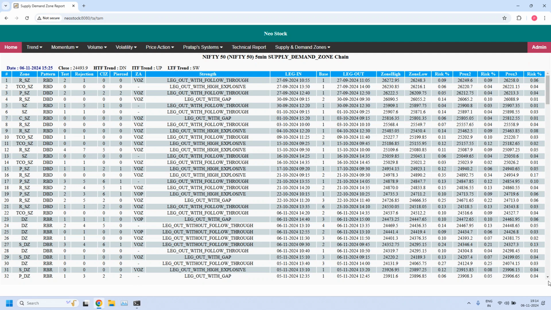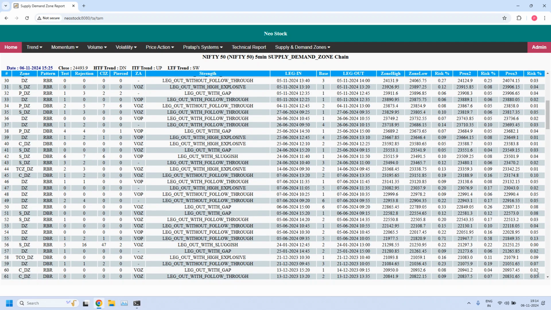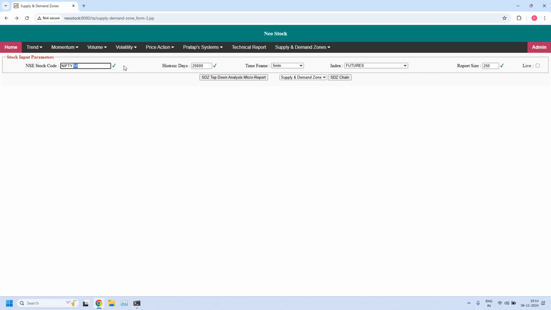If you want to look for more demand zones, I can scroll down. So this is about the Nifty supply demand zone chain. Next, let us generate for Nifty Bank, that is nothing but Bank Nifty.